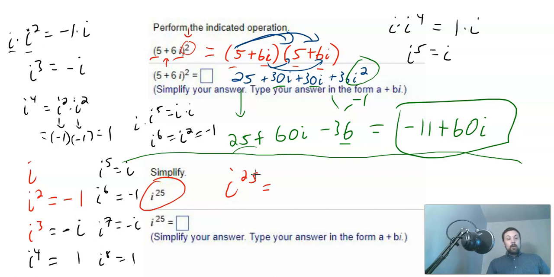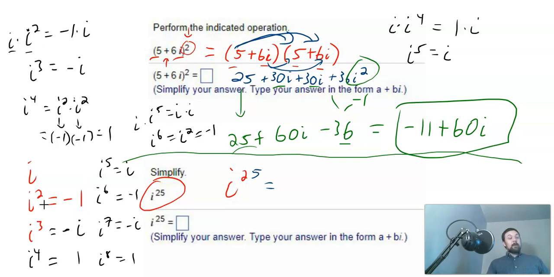So really what it comes down to is figuring out which row I will find i to the 25th power in. Which row is it going to be in? Because that'll tell me what answer it should be. Will i to the 25th power be in the first row? If so, the answer should be i.